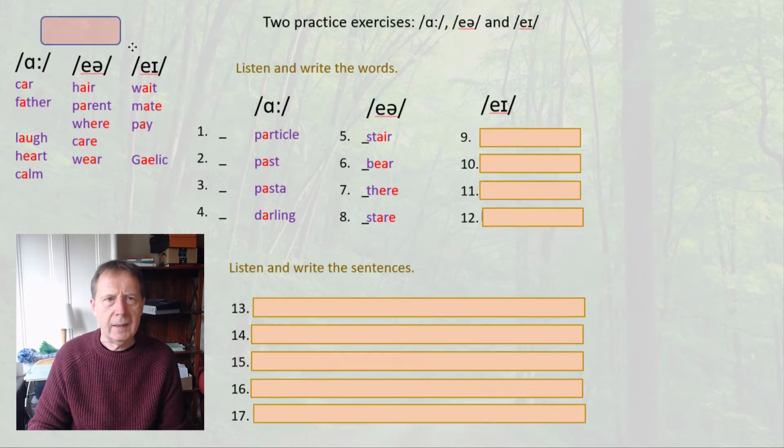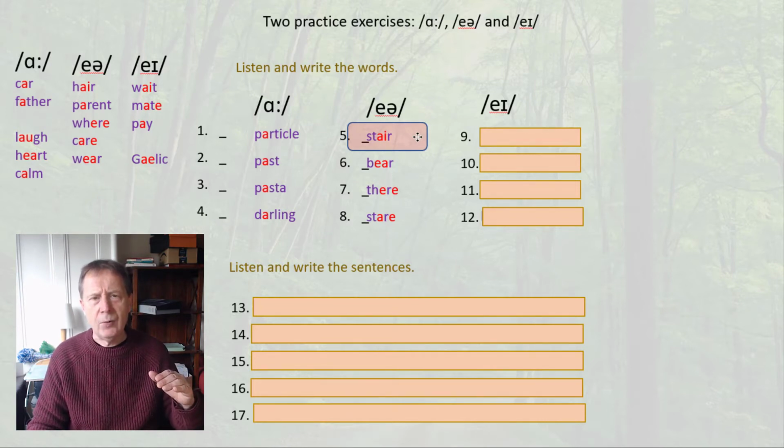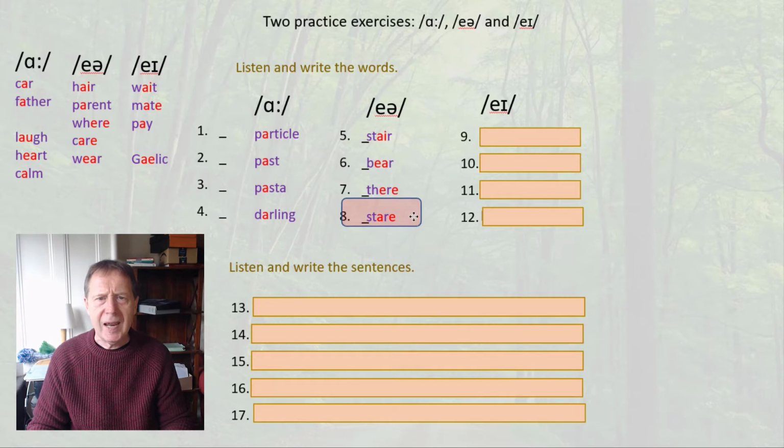Now you can see number 8 and number 5 have the same pronunciation. The spelling is different and the meaning is different. A stair is, for example, inside a house. When you go up and down to the first floor, you use the stair. Stare means to look at something for a long time.